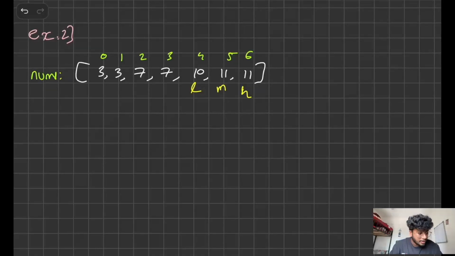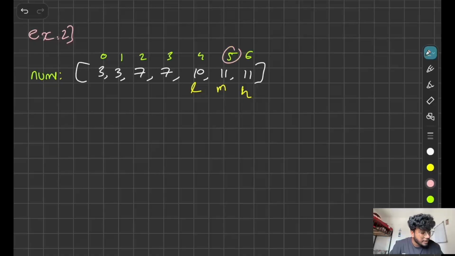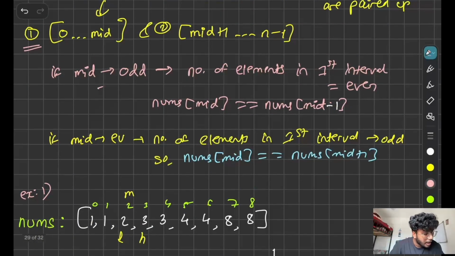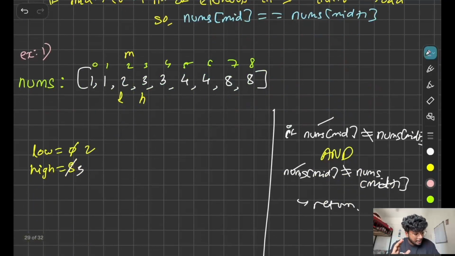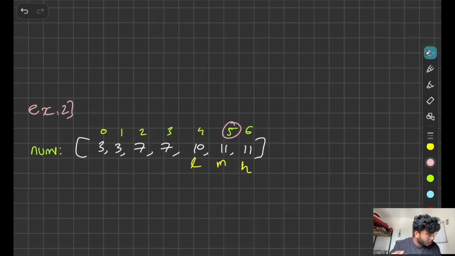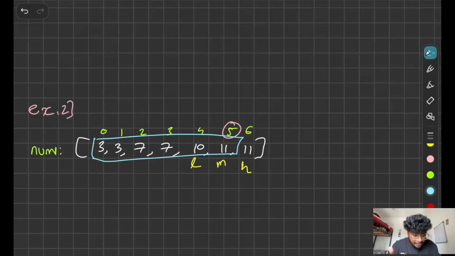Now as you can see, 5 is odd, right? If my mid is odd, what do we do in the odd case? Basically the number of elements in the first interval are even. The first interval I am talking about is this, from here to here. As you can see, there are an even number of elements in it, and these are paired up, but these two are not. So instead of comparing everything, I'll just compare nums of mid and nums of mid minus 1.